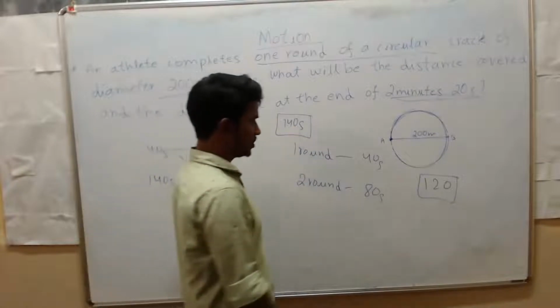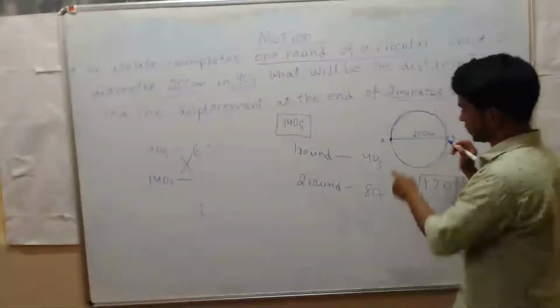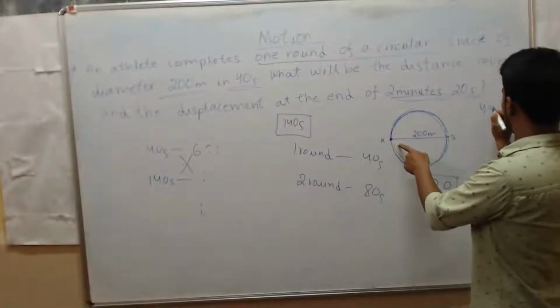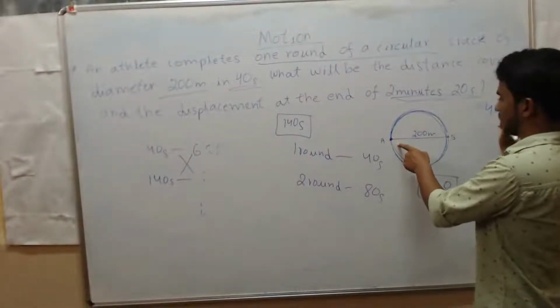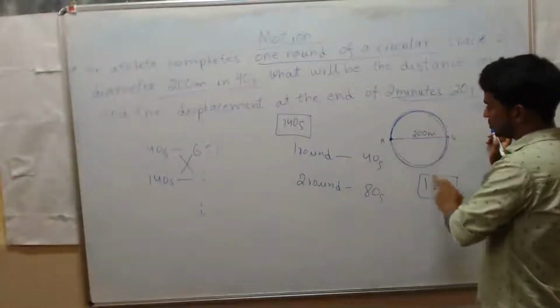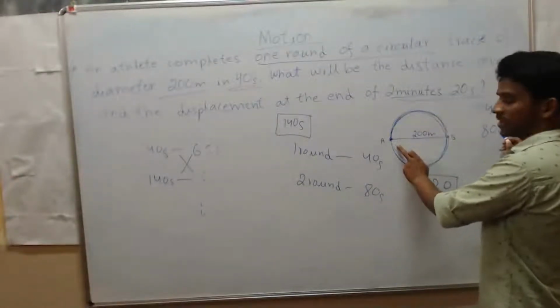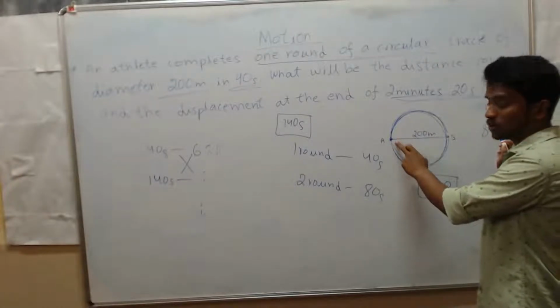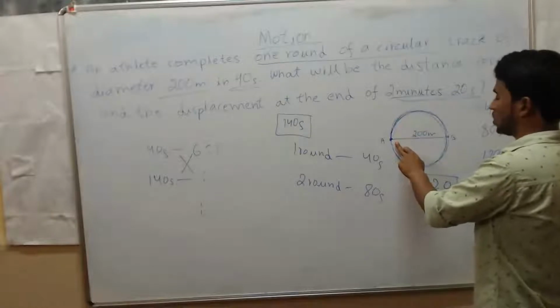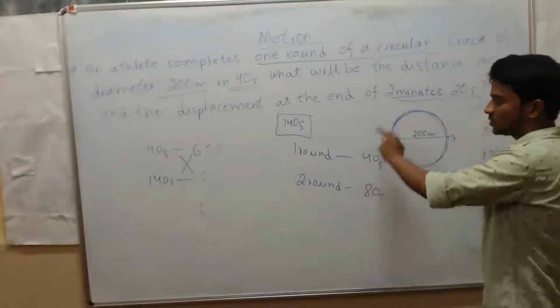Okay. So see here. Now first you will start here. After 40 seconds are over, one round is completed. Next once again, so total 80 seconds are over. So now here 2 rounds are over. Next, once again, 120 seconds. So total 3 rounds are over.